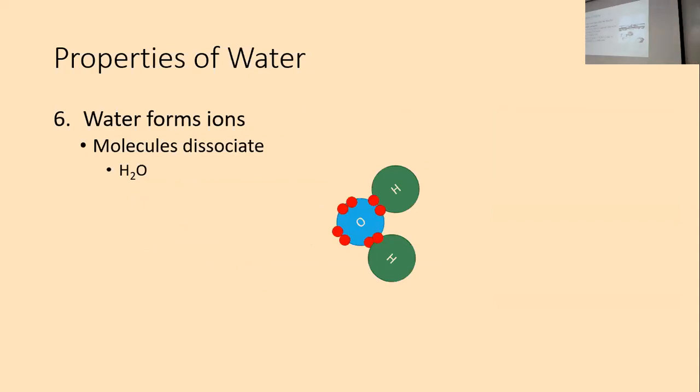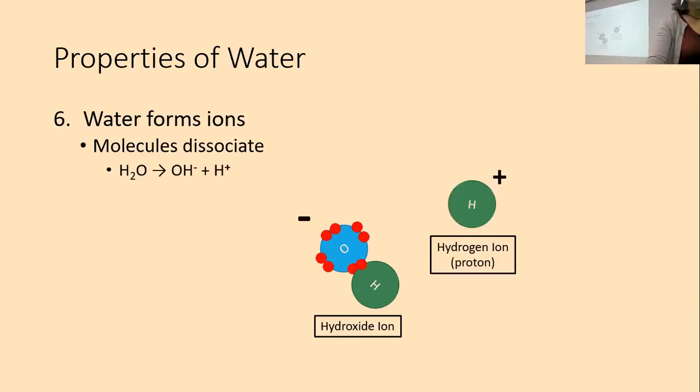Now, last water property. Water forms ions. So if you've got water, some amount of those water molecules are going to dissociate for whatever reason, right? They're going to come apart, right? So we've got H2O. If a water molecule dissociates, it breaks into a negatively charged hydroxide ion and a positively charged hydrogen ion, which is just a proton. If you pull the electron off of hydrogen, you've just got a proton, right? So in water, there's some amount of dissociated water molecules. So you've got these little positively and negatively charged ions bopping around in your water.